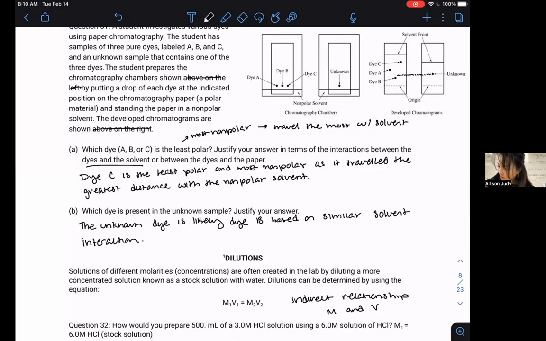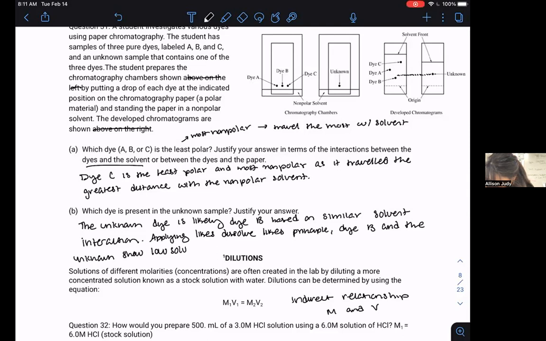based on similar solvent interaction. Again, applying the likes dissolve likes principle, dye B and the unknown show low solubility with the solvent and are likely more polar.